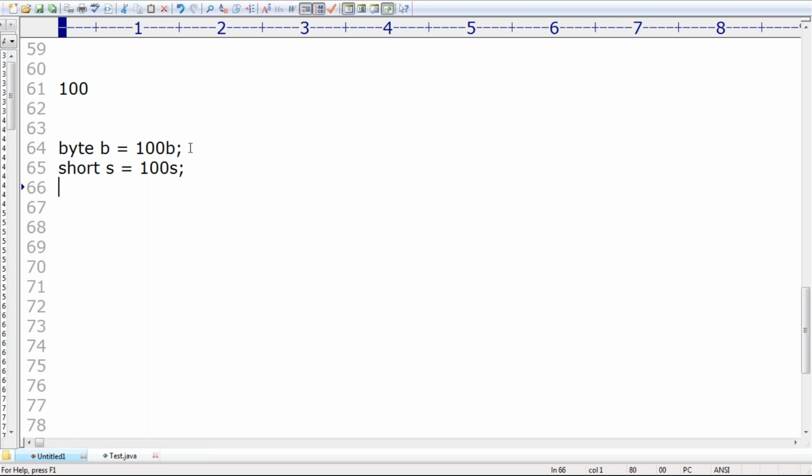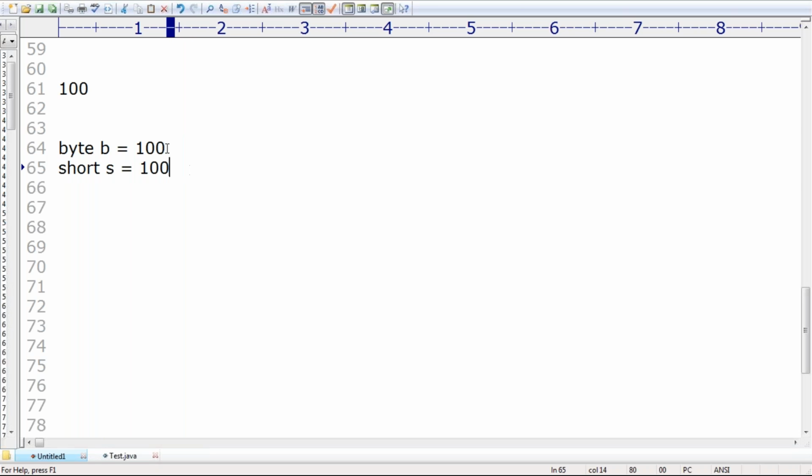Make sure you people should be aware. By default, every integral literal is int type. I want to specify explicitly the byte type and short type. There is no way to specify explicitly as the byte and short types. Remember that. Clear, right? Okay. Then how can you assign to the byte variable? How can you assign to the short variable?